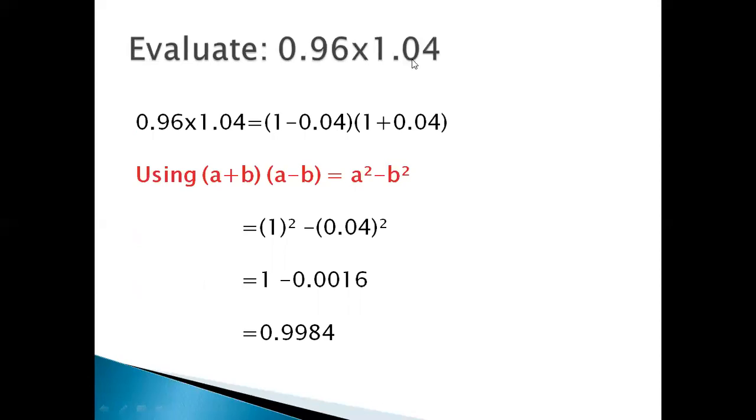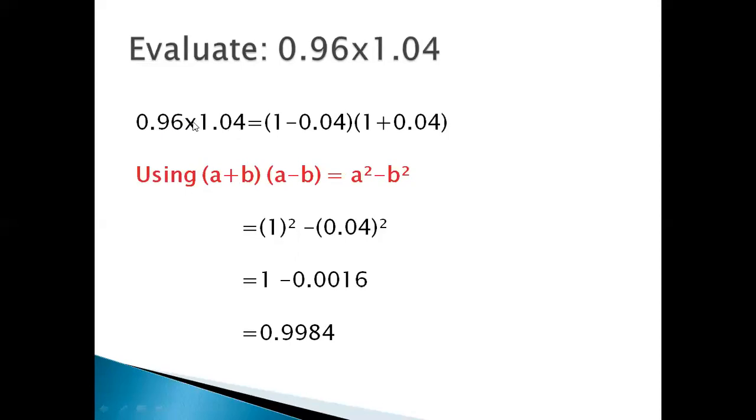Here students, keep this in mind. Whenever you have to evaluate squares of numbers, you have to apply either the first identity or the second identity. And whenever you have to evaluate the product of two numbers, you have to apply the third identity, which is a plus b into a minus b is equal to a square minus b square. So we have to write these two numbers in this format, a plus b, a minus b. For that, we will break these two numbers.